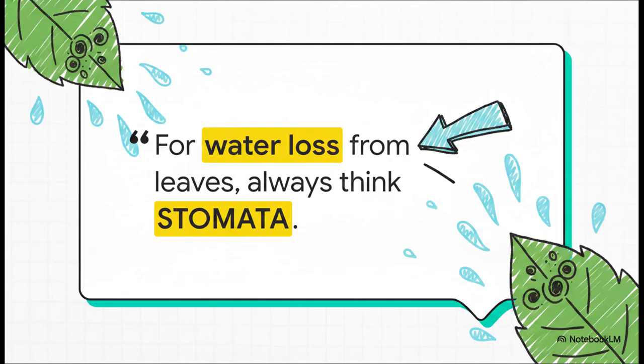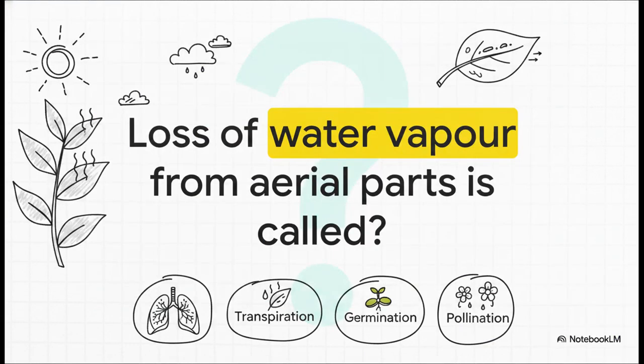To make sure this really sticks, I'm going to give you a highly reliable exam shortcut. Whenever a question asks for the main structure responsible for water loss from leaves, I want you to instantly think tiny leaf pores. And what are those tiny leaf pores? Stomata. Associating water loss directly with stomata is a simple mental trigger, but let me tell you, it works practically every single time.